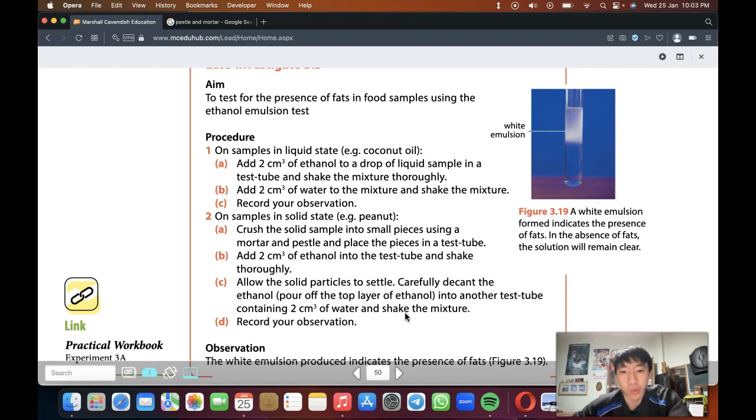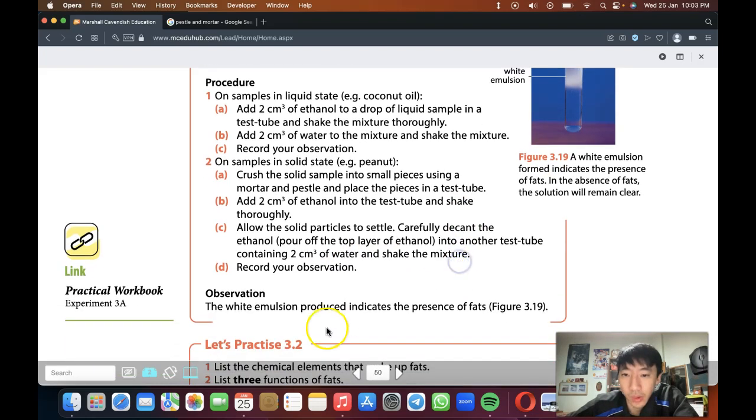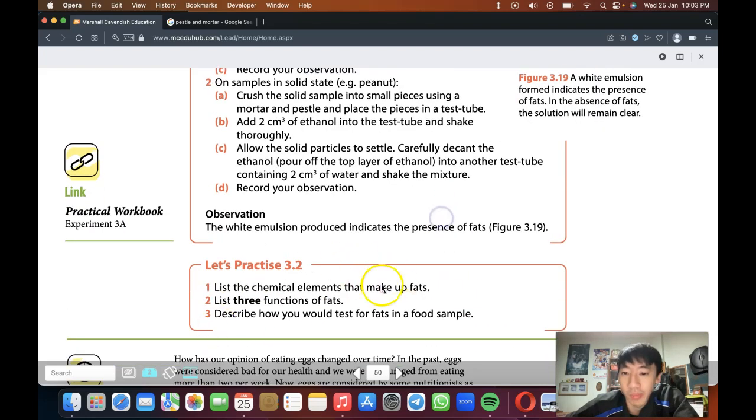Once you pour the ethanol into water, what you should see is a cloudy white emulsion. So, observation: the white emulsion produced indicates the presence of fats. Okay, please do the practice questions for yourself.